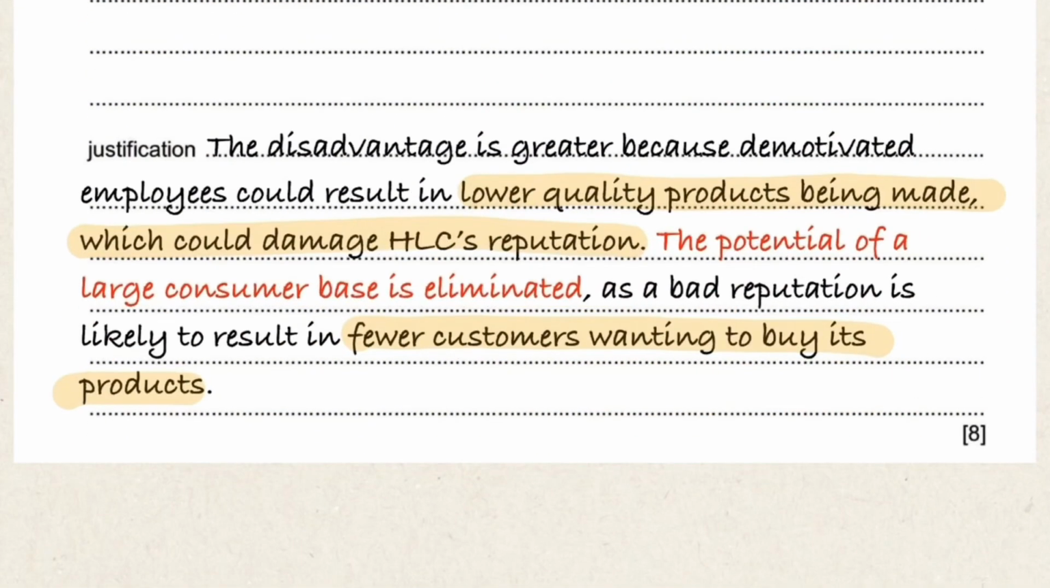Now moving on to the justification. The disadvantage is greater because demotivated employees could result in lower quality products being made, which could damage HLC's reputation. This is our first justification point. And now we need to justify why demotivated employees is a greater disadvantage than the advantage of larger consumer base. So the answer says the potential of a large consumer base is eliminated as a bad reputation is likely to result in fewer consumers wanting to buy products.